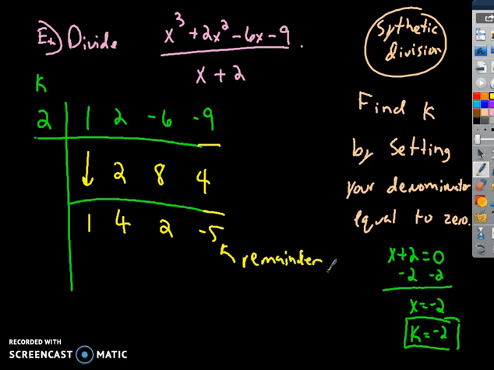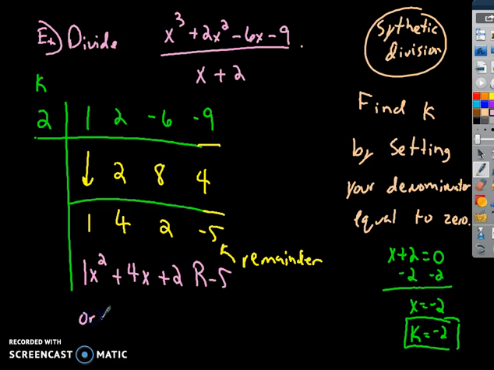And when I write my polynomial, it works like this. If I begin as x cubed, this number 1 is a coefficient of x squared. So that always drops one number. So this starts off as 1x squared plus 4x plus 2, remainder negative 5.